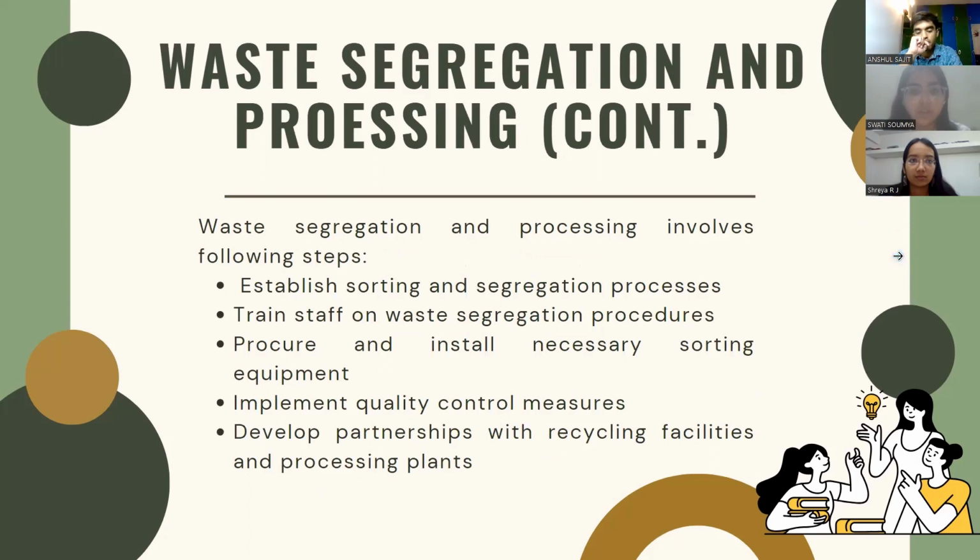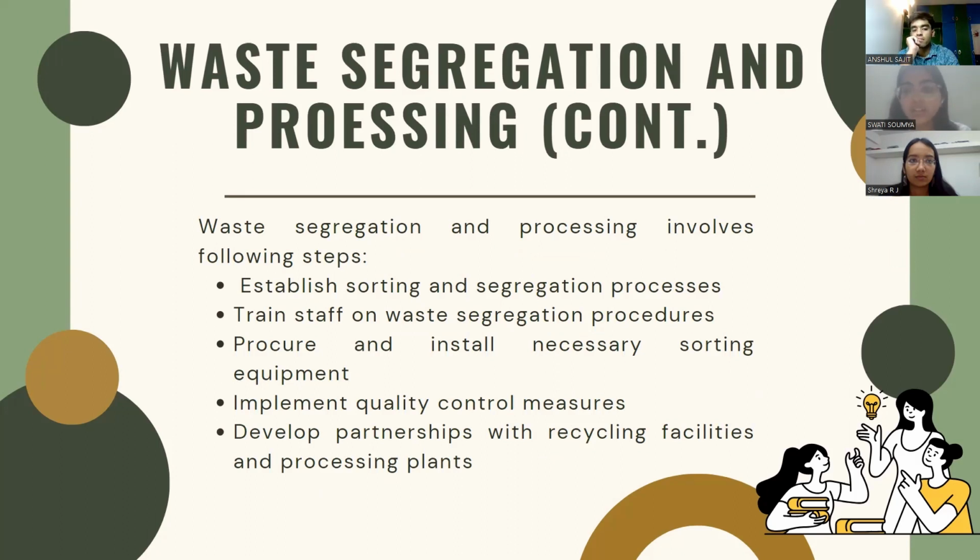segregation process. First is to establish a sorting and segregation process with effective guidelines and processes. This includes determining the categories of waste to be segregated based on local regulation and waste composition analysis. Second is training of staff on waste segregation procedures. Proper training of staff is crucial to ensure the success of waste segregation.